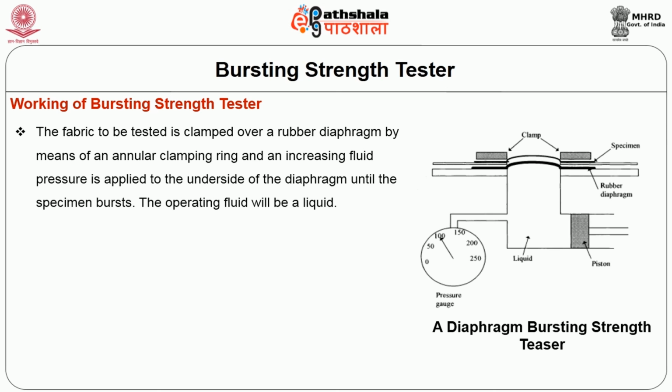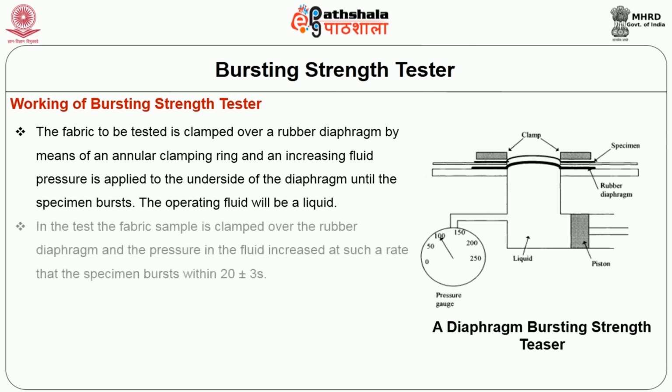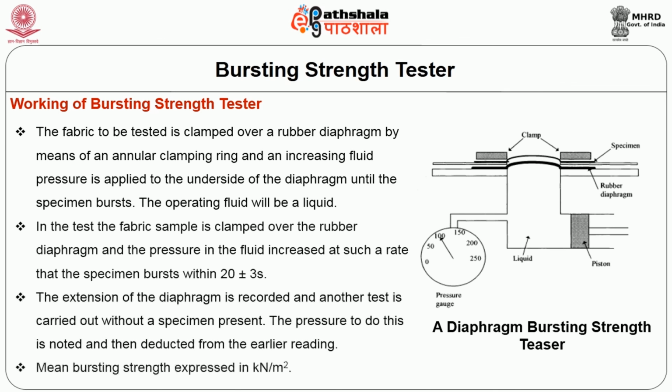The operating fluid will be a liquid. In the test, the fabric sample is clamped over a rubber diaphragm, and the fluid pressure is increased at such a rate that the specimen bursts within 20 plus or minus 3 seconds. The extension of the diaphragm is recorded and another test is carried out without a specimen present. The pressure to do this is noted and then deducted from the earlier reading. The bursting strength of the fabric is expressed in kilonewton per meter square.